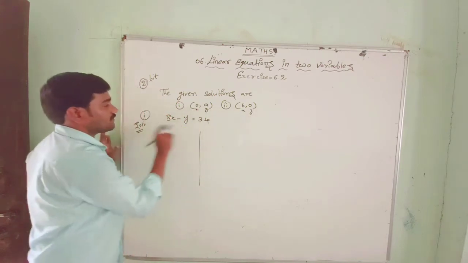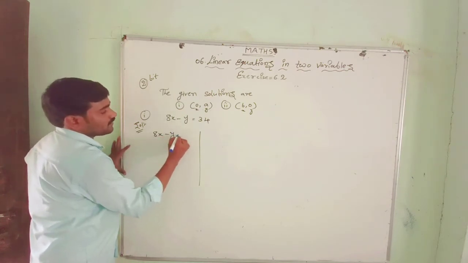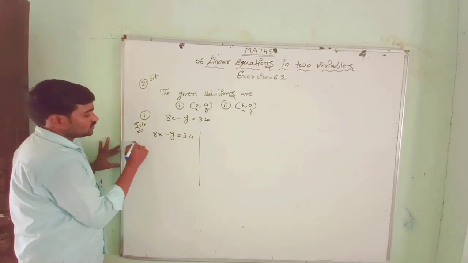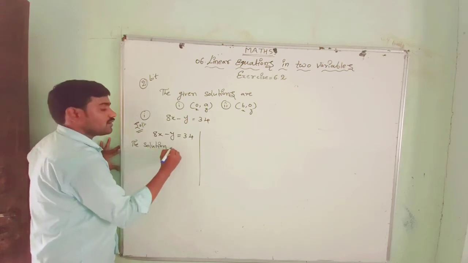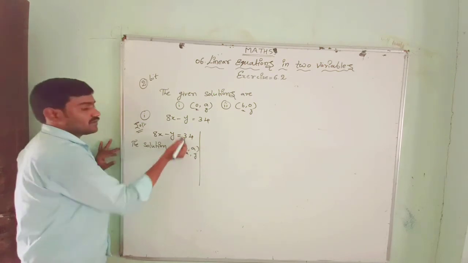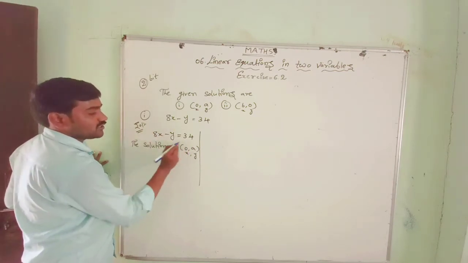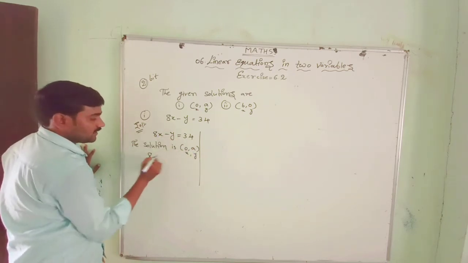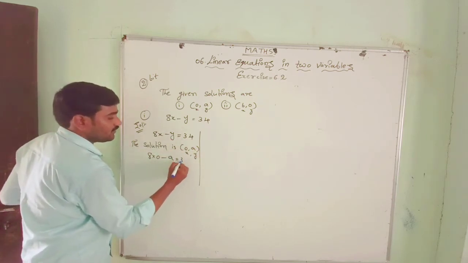First you take the first one and we'll solve it. Here it is given 8x minus y equal to 34. The solution of this point is (0, a), that is (x, y). Here in the place of x put 0, and in the place of y put a. Then 8 into 0 minus, in the place of y we put a, equal to 34.